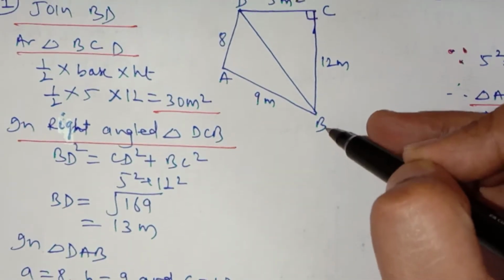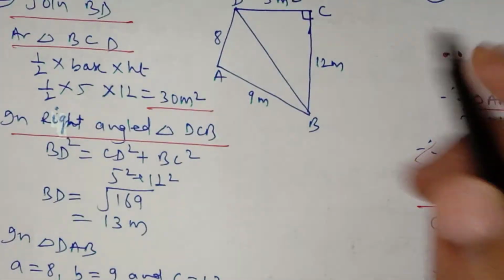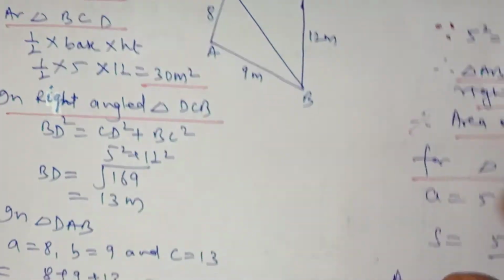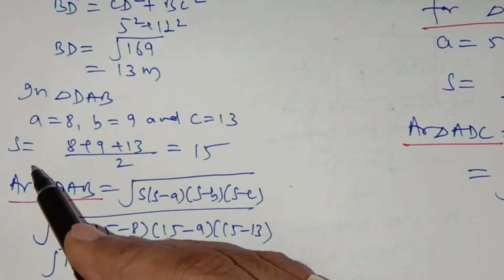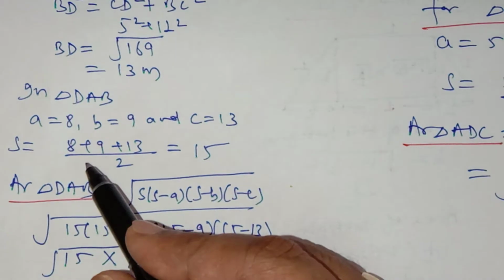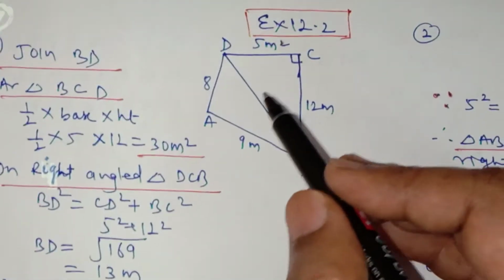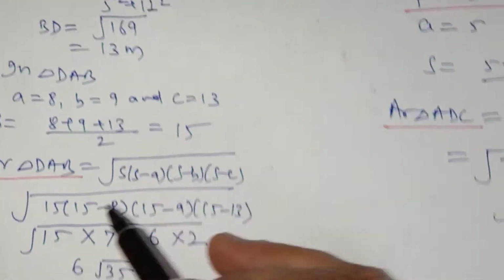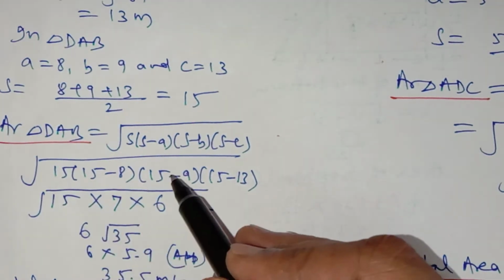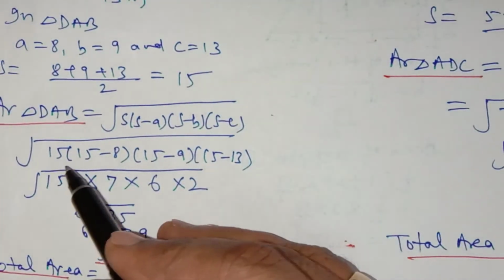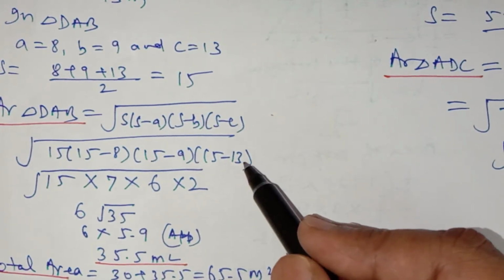Now you can easily find the area of the triangle BAD by using Heron's formula. All the sides are given now: 8, 9 and 13. So a is 8, b is 9 and c is 13. You find as usual the semi-perimeter, which is a plus b plus c upon 2, coming out to 15. Area of triangle BAD is under root s minus a, s minus b, s minus c, that is 15 into 7 into 6 into 2.